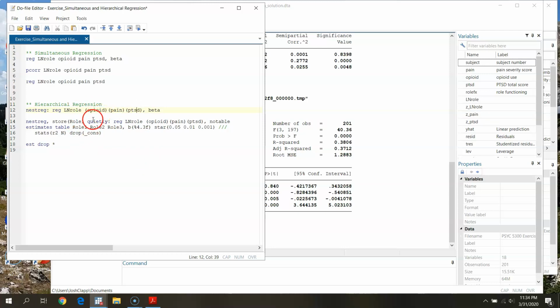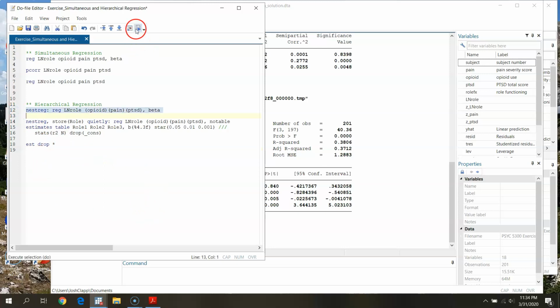So let's say if I had biological sex, and I wanted to have biological sex and opiate use in that first step, I would just put opiate use and sex in that first one, and then we would have opiate use and sex in the first step of the model, pain in the second step, PTSD in the third step. We obviously don't have pain or biological sex in this data set, so we'll just leave it at that. But all we would do is enter whatever variables we want entered at each step within this. And then we'll go through and request standardized coefficients here.